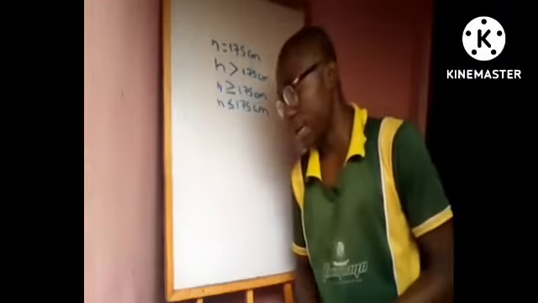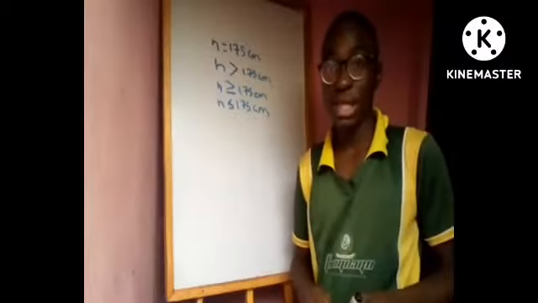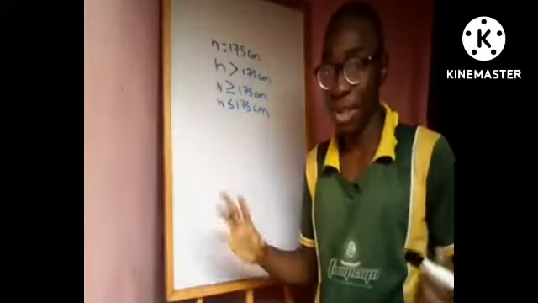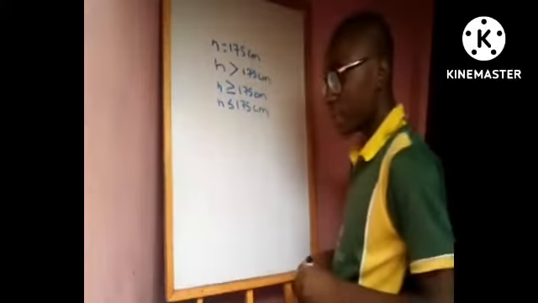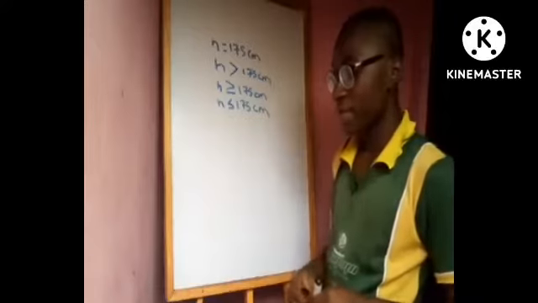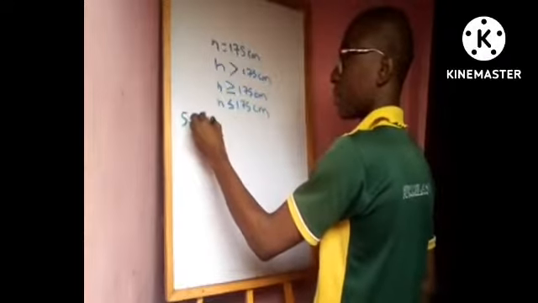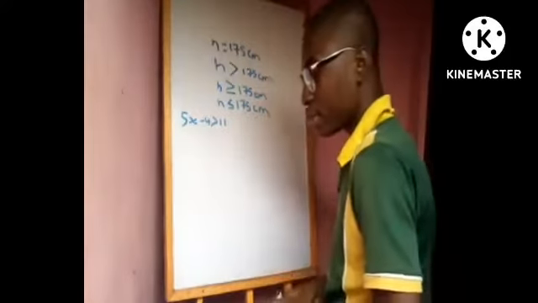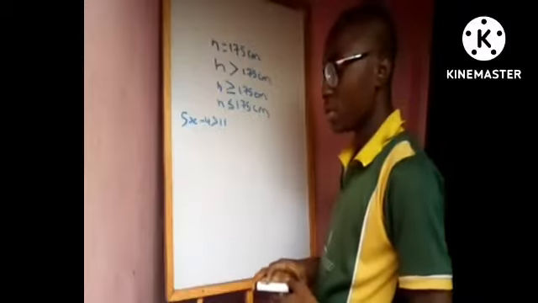Now let's delve into what inequalities involve. You solve inequalities just like equations, but instead of having a definite region, they have a diffuse region of points. For example, find the range of values of x for which 5x minus 4 is greater than 11. So we are looking for the range of values for which 5x minus 4 is greater than 11, and we are to show the result on the number line.